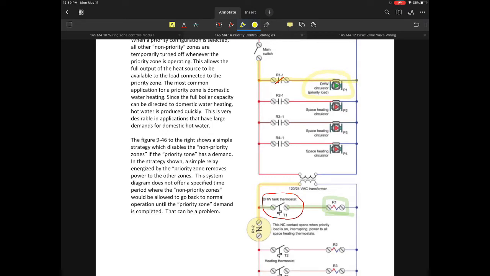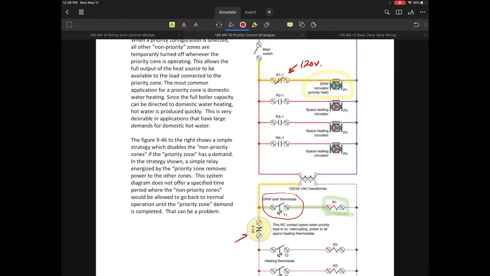Now, how does this priority work? The way the priority will work in this example is that when we take the 24 volts down in this circuit, there is a second set of contacts. What we're showing is the R1-2 normally closed set of contacts. When the R1-1 normally open set of contacts closes, that will then open the R1-2 normally closed set of contacts.